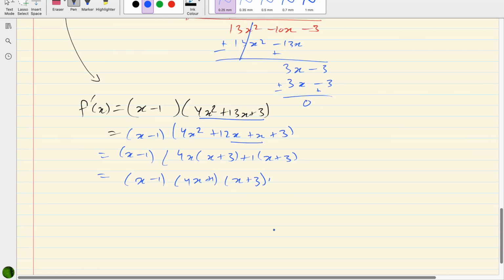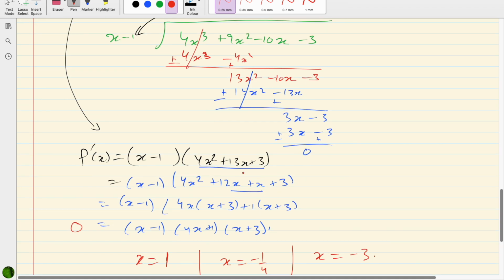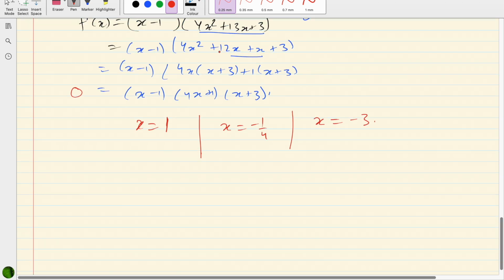Now I can say that dy by dx is equal to 0 when x is equal to 1, when x is equal to negative 1 by 4, and when x is equal to negative 3. Now I have these three different points where I'm getting the derivative equal to 0. So I need to find the nature. For the nature, I'm copying these values again: 4, 9, minus 10 and minus 3.